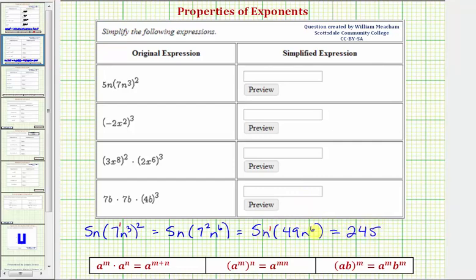n to the first times n to the sixth. The bases are the same, and therefore we add the exponents when multiplying, so we have n to the seventh. So we have 245 n to the seventh.